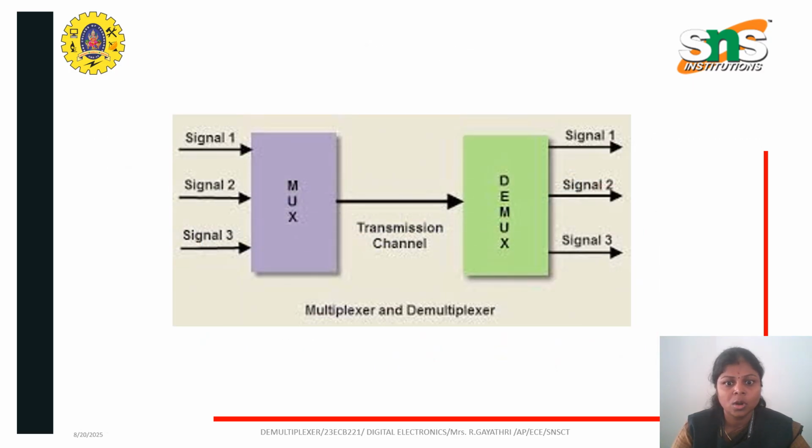When we combine the multiplexer and demultiplexer circuits, the mux circuit has many inputs and one output, and it is connected to the demultiplexer, which has one input and many output signals.